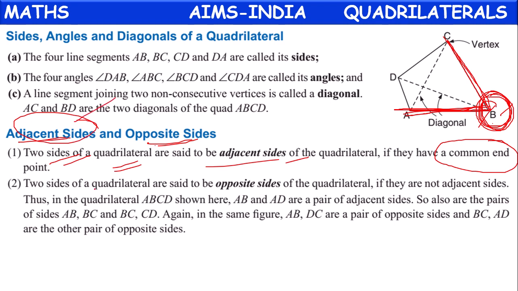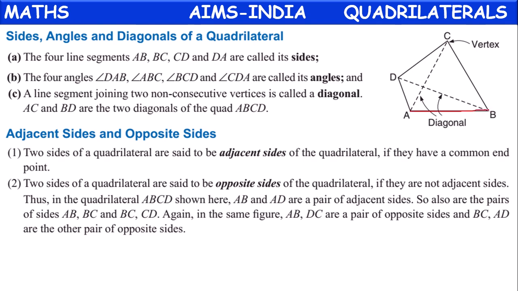Whereas two sides of a quadrilateral are said to be opposite sides if they are not adjacent, or if they don't have a common end point. If we compare AB and CD, these two sides don't have any common end point, because the end points are A and B here, and C and D here. So they are not adjacent. So they are opposite.